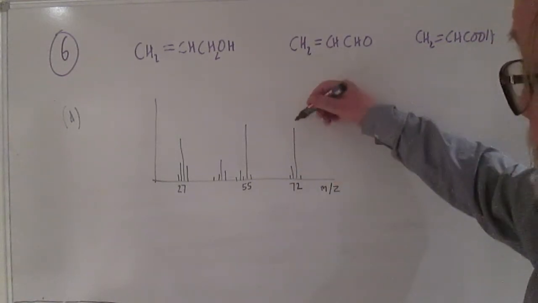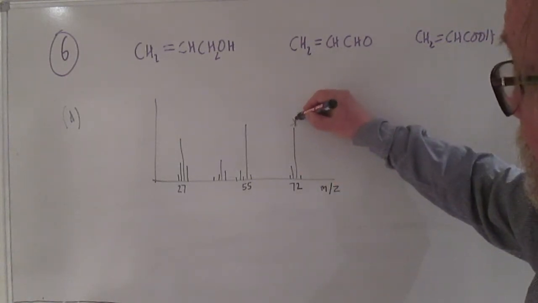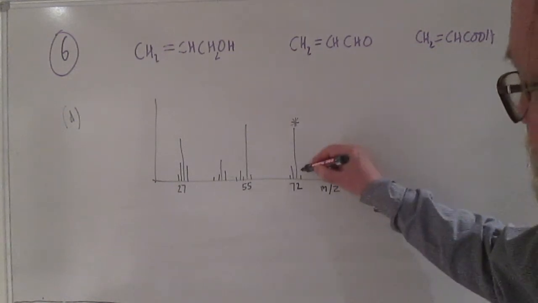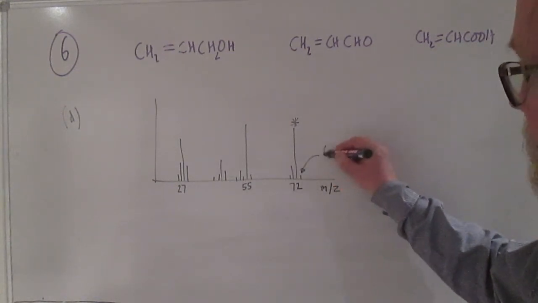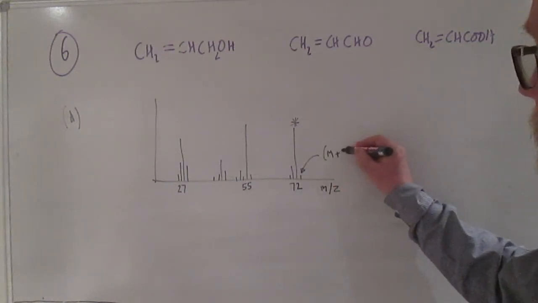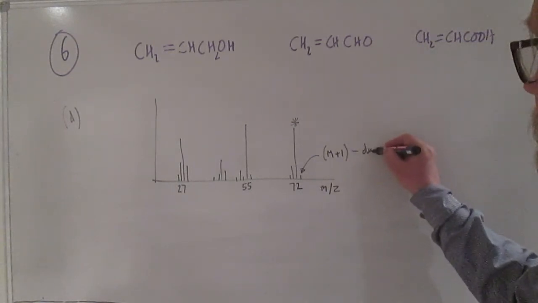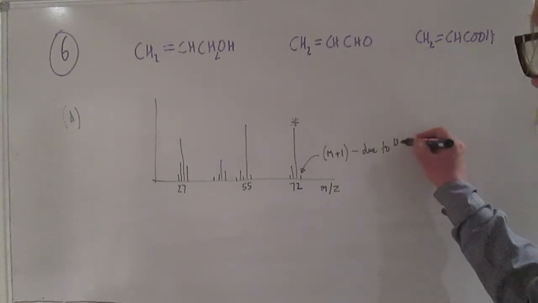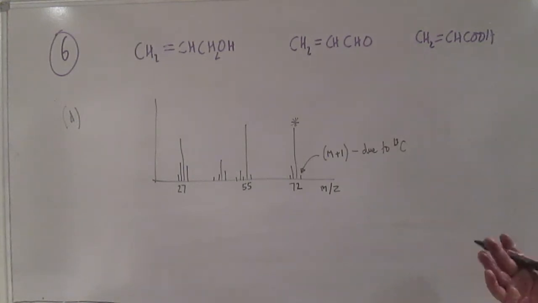So that's going to be this peak at 72, because that is going to be the m plus 1 peak due to C13 being there instead of carbon 12 for just one of the carbons in the molecule. So that peak is the one that wants the star.